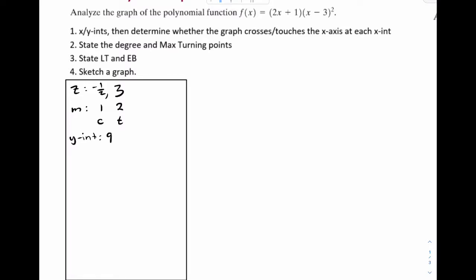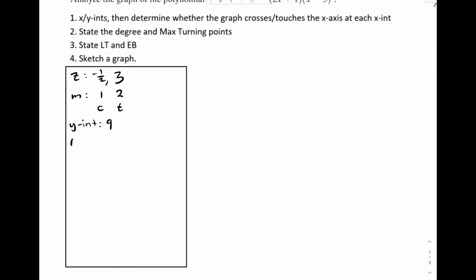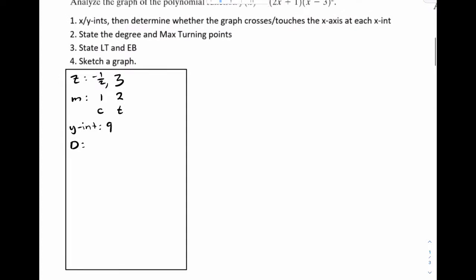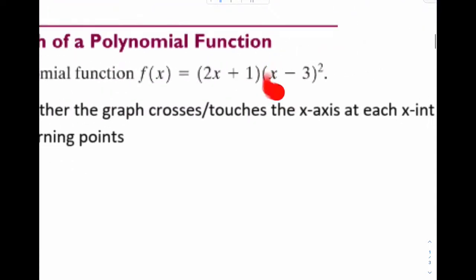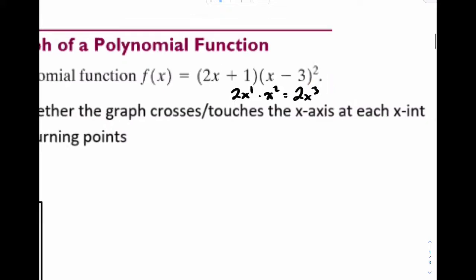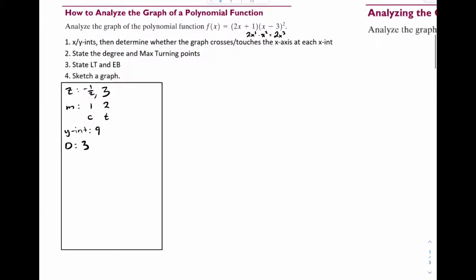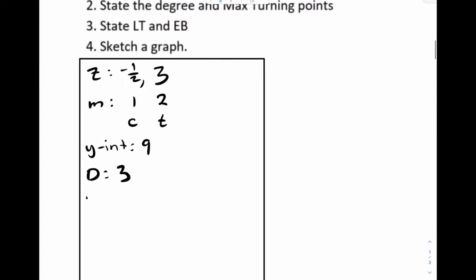And the next part is degree and max turning point. Degree, I can see a degree should be 3. That's because you're going to get an x squared right here, and this is going to be a 2x. So 2x to the third is the leading term, and your 3 is your degree. The max turning point is just -1 off of that. So that's 2.